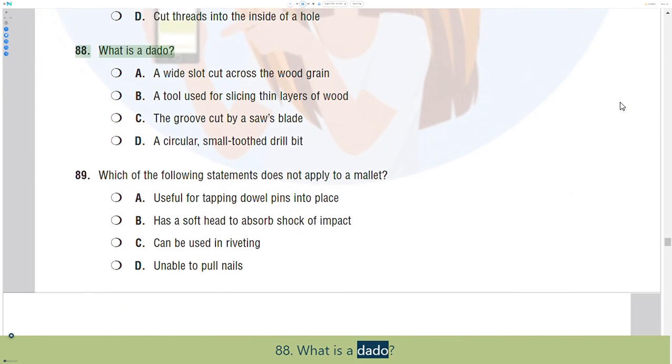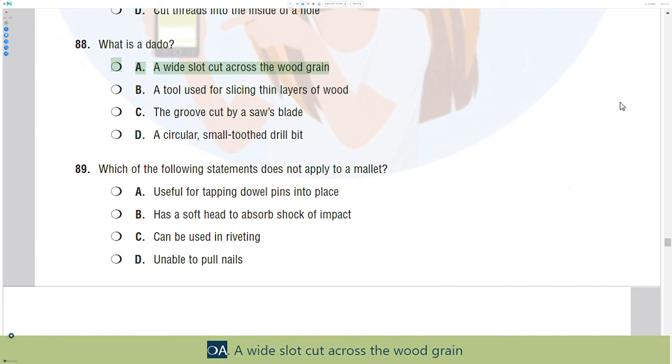88. What is a dado? A. A wide slot cut across the wood grain. B. A tool used for slicing thin layers of wood. C. The groove cut by a saw's blade. D. A circular, small-toothed drill bit.